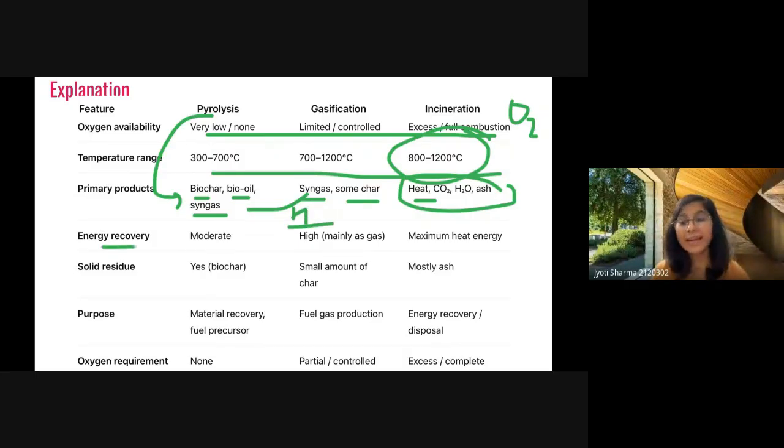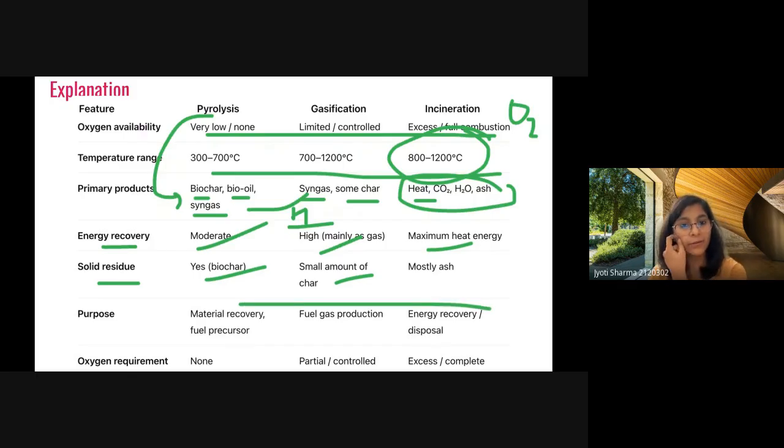If we are talking about energy recovery, then pyrolysis will give you moderate, gasification will give you higher, and incineration will give you the maximum heat energy. For the solid residue we get after burning, in pyrolysis we get biochar, in gasification we have a small amount of char, and in incineration we have mostly ash. The purpose is mostly energy recovery, and the oxygen requirement is based on oxygen availability. So this is the difference between these three techniques.